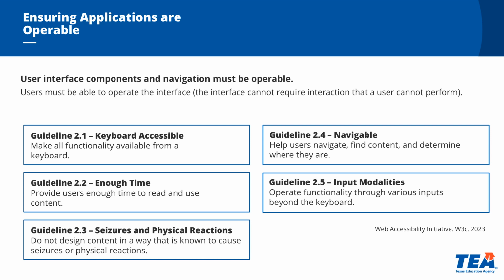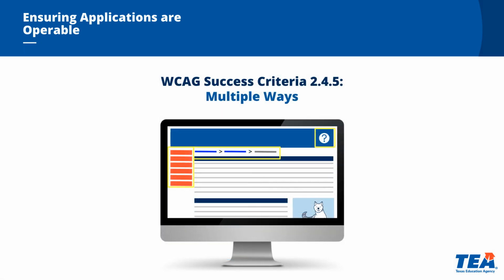Let's look at a common error related to operable. One of the most common operability errors has to do with single pathway navigation, providing the user one method for moving throughout the site or application. WCAG 2.1 AA requires that users have multiple pathways to access material and content, allowing them the option to navigate in a manner that best suits their needs.